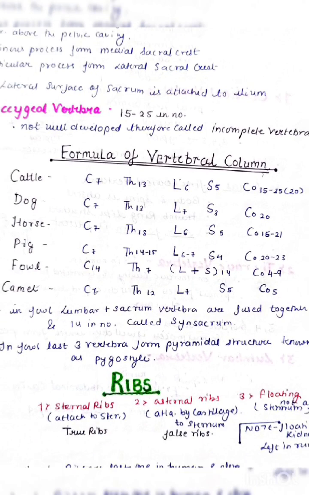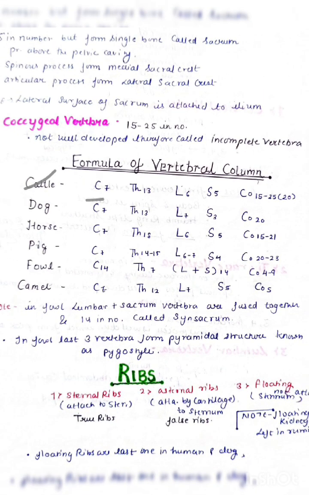So the first one is the cattle. Cattle has 7 cervical, 13 thoracic, 6 lumbar, 5 sacral, and coccygeal is 15 to 25 in number. Now we come to the next part. In dog, the same formula is present, but only the lumbar is changed. Lumbar is one more, the sacrum is reduced to 2 bones, and the coccygeal is 20 in number. In horse, the 7 cervicals are present, whereas the thoracic is 18 in number, the lumbar are 6, sacral are 5, and then the coccygeal.